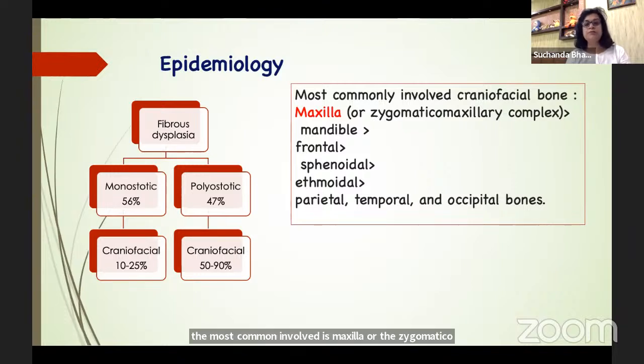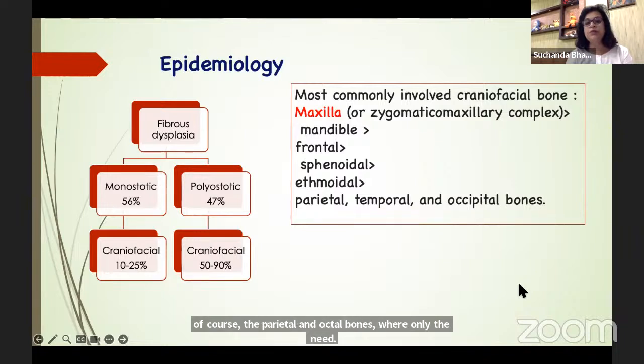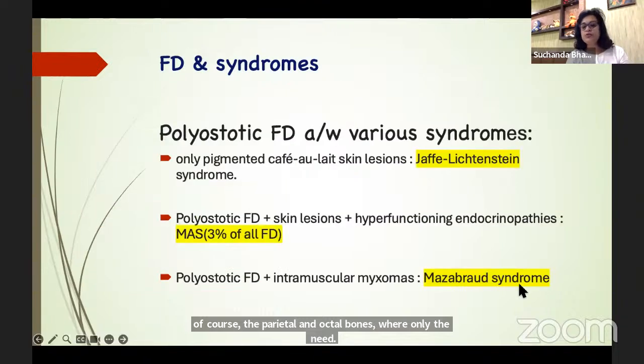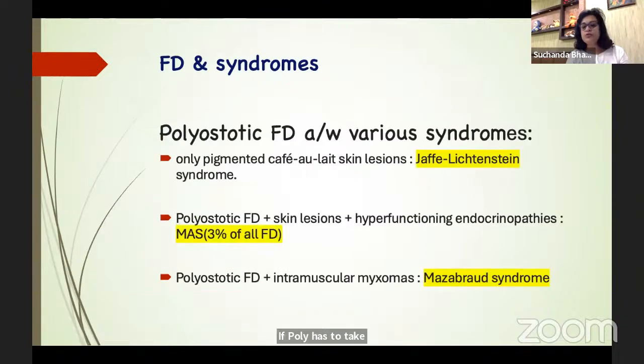Then comes the frontal, sphenoid, and ethmoid bones, where the neurosurgeons come into the picture along with the ENT specialists, and then of course the parietal, temporal, and occipital bones. The polyostotic variety is associated with various syndromes. When it is associated with skin lesions and hyperfunctioning endocrinopathies, you have McCune-Albright syndrome. And when you have intramuscular myxomas associated with the fibrous dysplasia, you have Mazabraud syndrome.